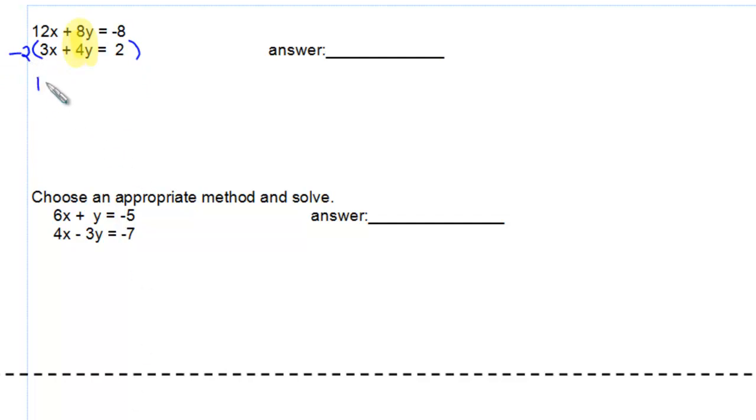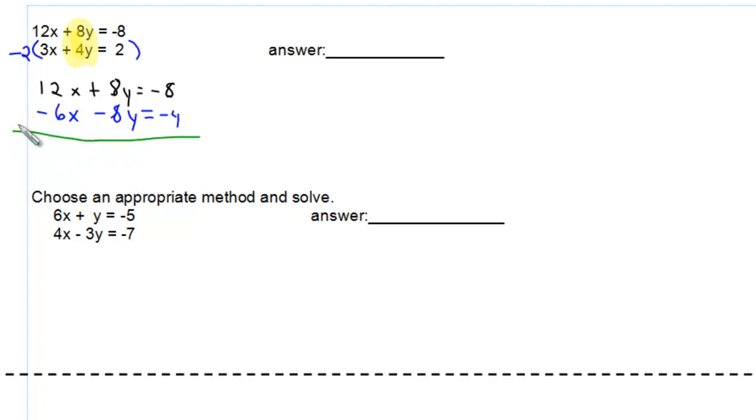So let's rewrite the top equation. 12x plus 8y is equal to negative 8. The bottom equation, negative 2 times 3x, this is the one we're changing because we want to eliminate the y's. Negative 2 times 4 is negative 8y. And negative 2 times 2 is negative 4.